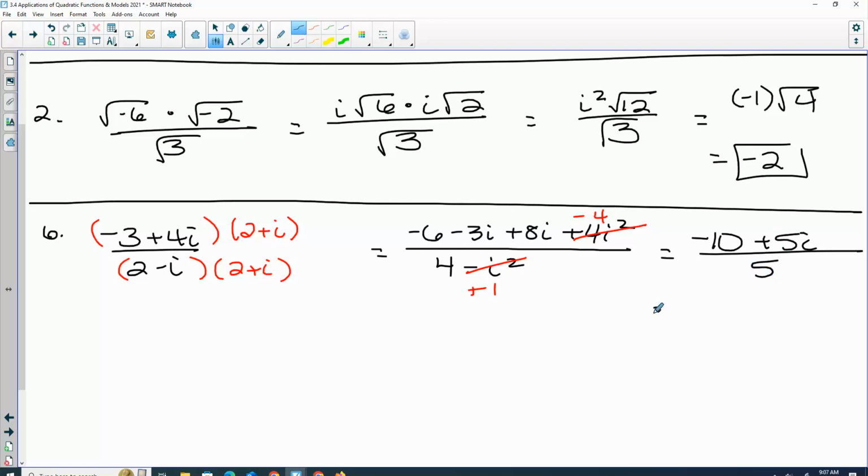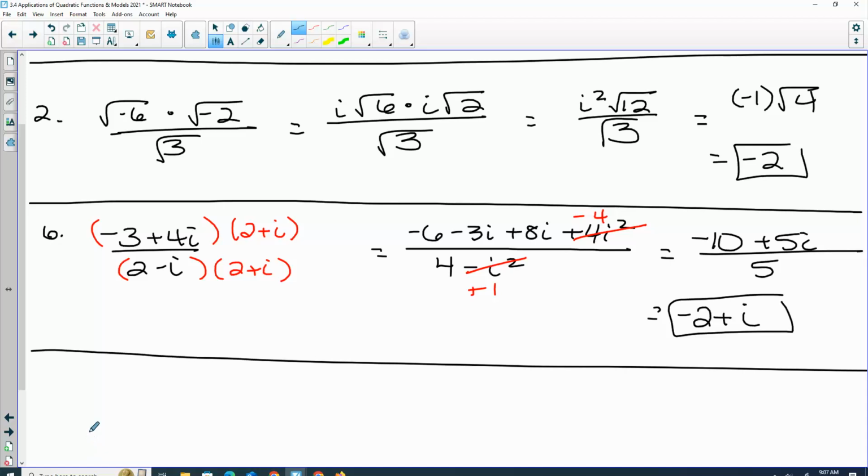And final thing with the i's, we break it up, so negative 10 divided by 5 is negative 2, plus 5i divided by 5 is i. So negative 2 plus i. Anything with an i has to be written in a plus bi form. So that's why we had to get it off the denominator and then separate.